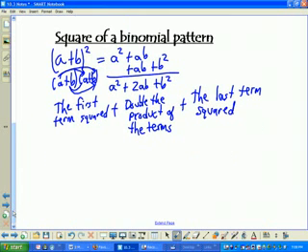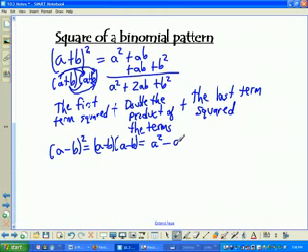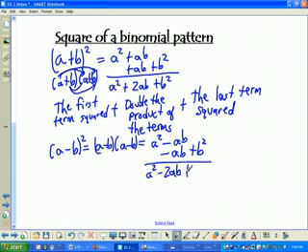Now the other square of a binomial is what happens if I minus. So a minus b squared. Well, remember, that's a minus b times a minus b. Well, that's a squared minus ab minus ab plus b squared. Plus b squared because a negative times a negative is a positive. So it's a squared minus 2ab plus b squared.